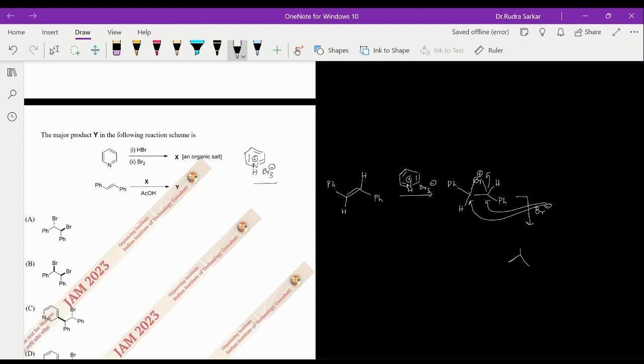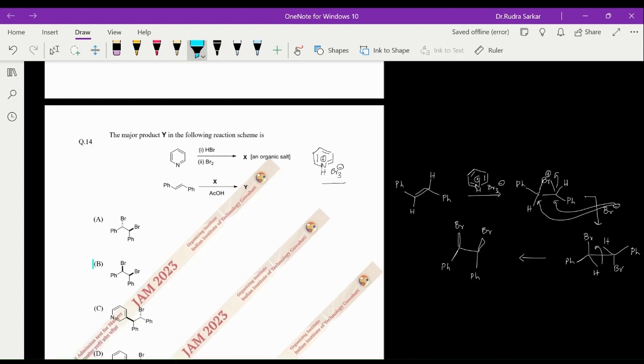So the products that will be formed will have the following stereochemistry. And if we rotate the C-C bond over here, then we will say the compound formed is going to be having the following structure. Okay, so option B over here is going to be correct.